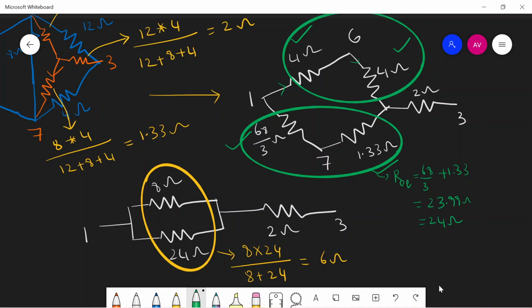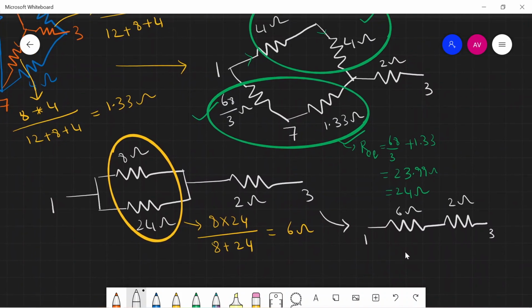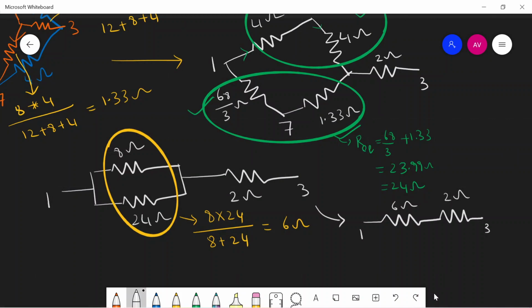So the final simplified circuit can be drawn as terminal 1, terminal 3, and this is 6 ohm and this is 2 ohm. And we can write R equivalent, the resistance across the 1 3 terminals, is given by 6 plus 2, which is equal to 8 ohm. So 8 ohm is the answer.